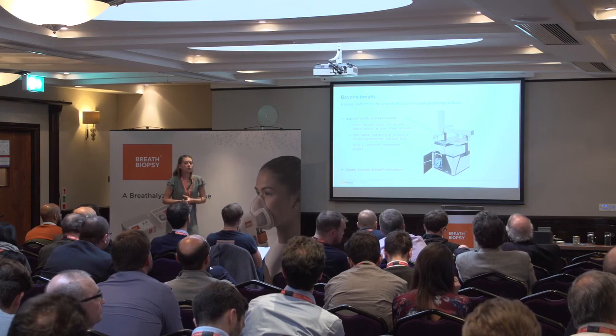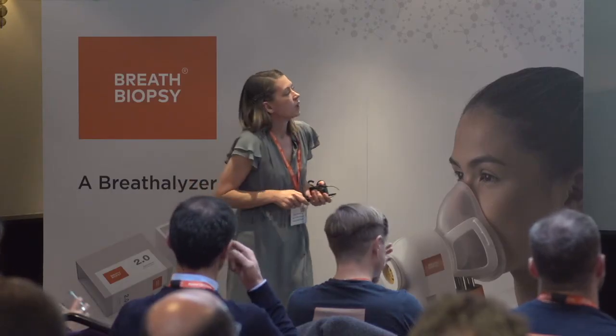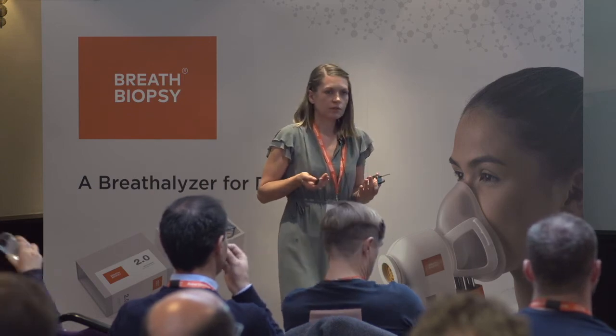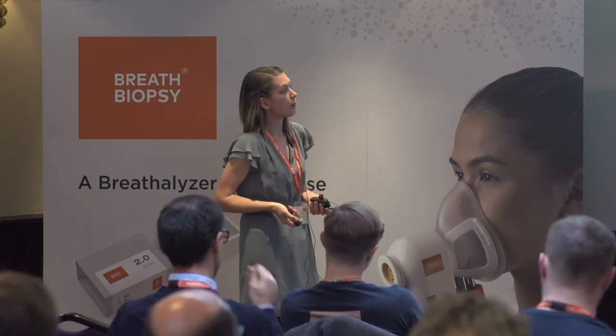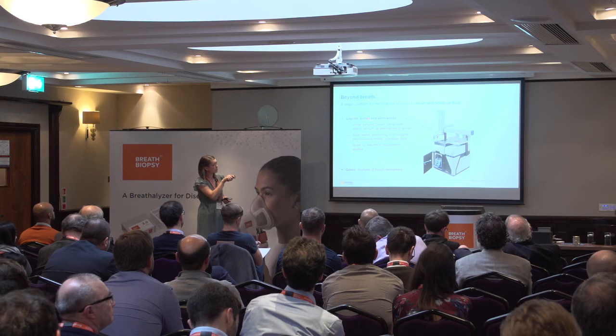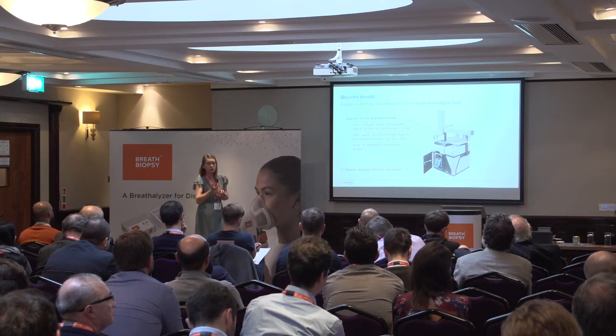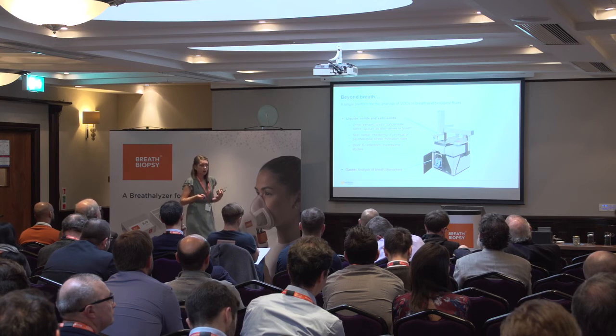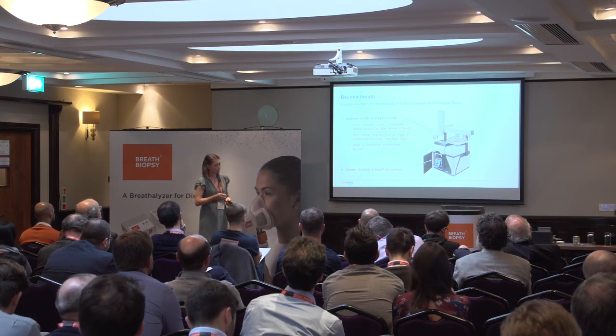So the last part that I want to look at is beyond breath. So what about all of the other types of sampling that we could do to look for biomarkers? Now, here I want to introduce the new Sentry system, where not only can you do tube-based thermal desorption in the same manner that you currently do, you can also automate a range of other sampling systems to be able to look at different types of sample, like urine or skin, sweat, all of these different biological samples.